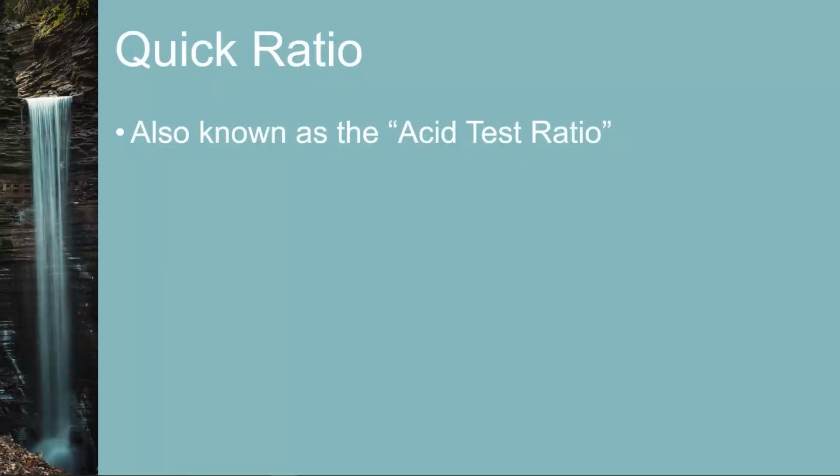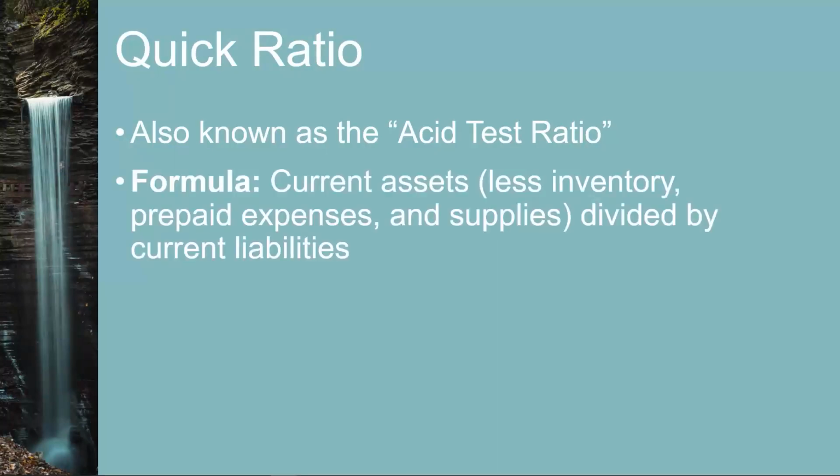The quick ratio is also known as the acid test ratio. Frankly, that's a pretty extreme title for an accounting metric, but it sounds cool. It's calculated as current assets, less inventory, prepaid expenses, and supplies divided by current liabilities.